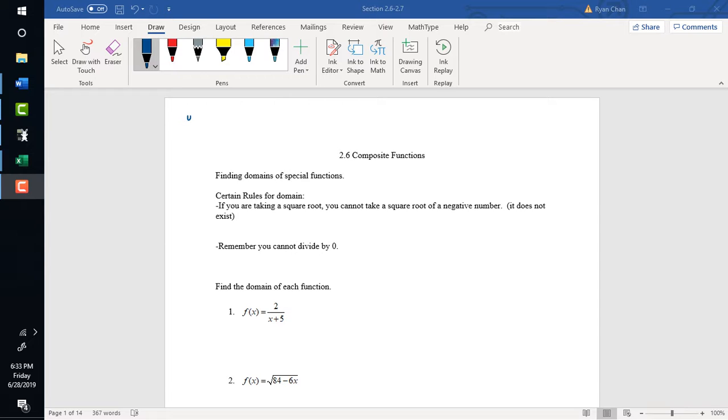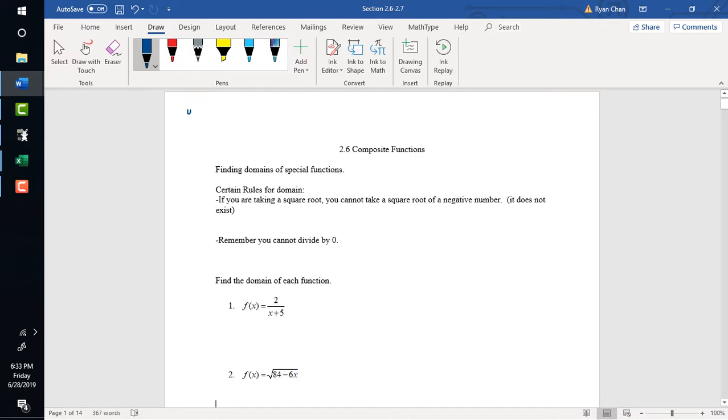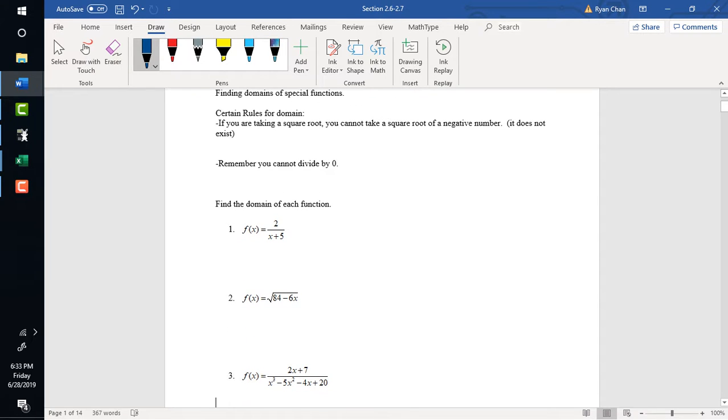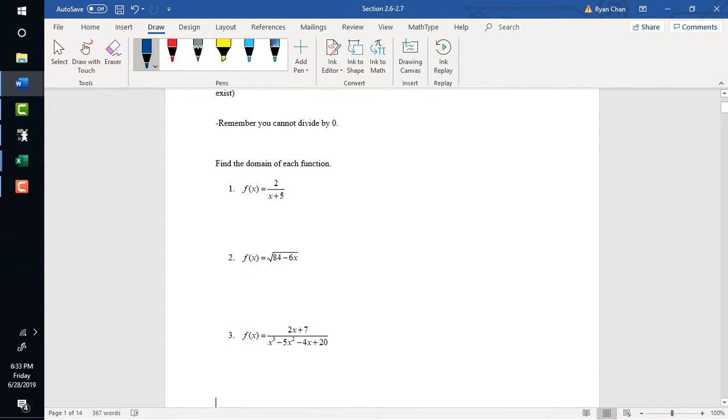So I'm going to go over problem one. It says find the domain of this function. Let's take a look at number one. The first rule to keep in mind is, if I have a variable in my denominator, I'm going to set that equal to 0. If you don't understand why, it'll make sense later on. So I'm going to set the denominator, or the bottom part, especially if it has an x, equal to 0.